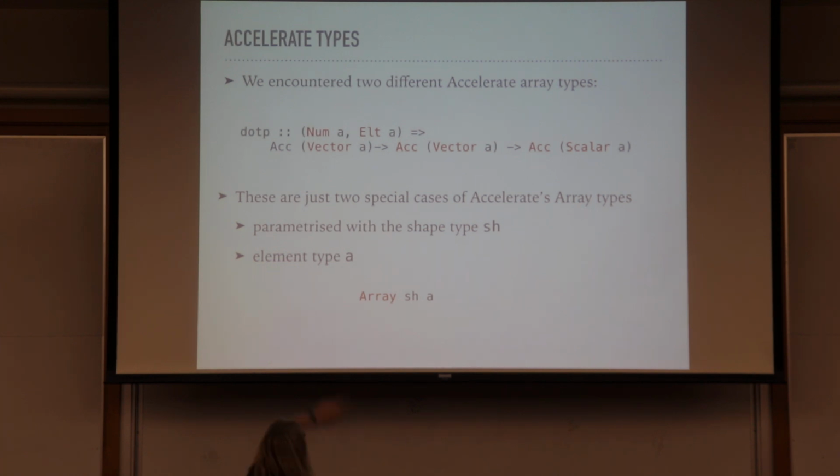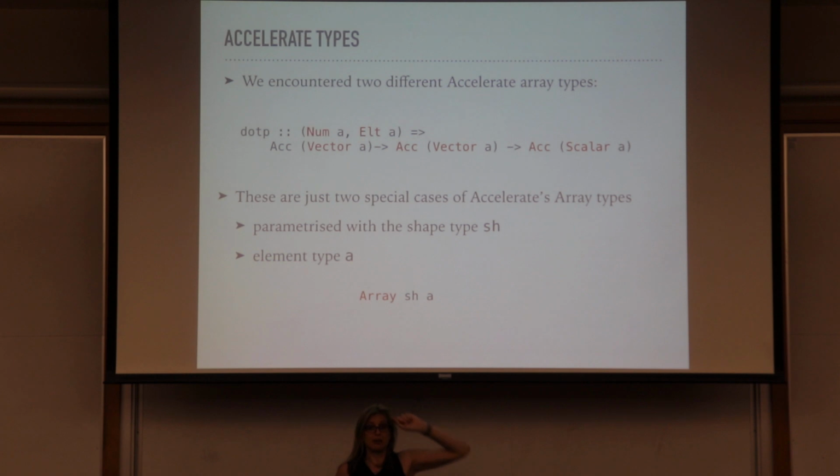So we also had these two expression types, Exp and Acc, but we also had two argument types. We had vector and scalar. And vector and scalar are really just type synonyms for the more general array data type in Accelerate. So in Accelerate, an array is shape polymorphic. It can work with multidimensional arrays. So an array is parameterized by a shape.